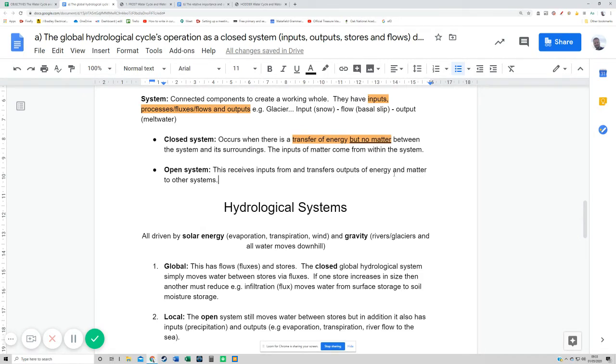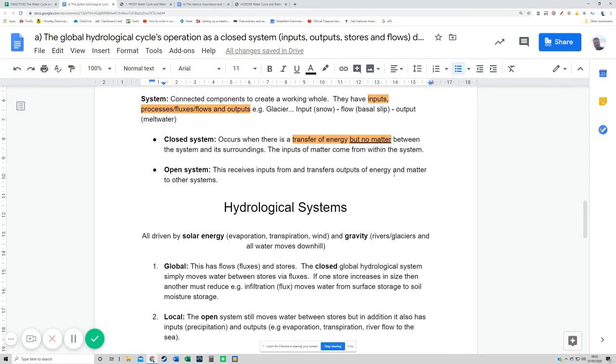So in other words, an open system receives matter from other systems. So a local drainage basin will receive water from other places. So rainfall may come from the ocean. So it has inputs and then outputs. The river may remove water from that system as well. So closed system, no inputs, no outputs. So if you imagine the globe in space, there's no water.